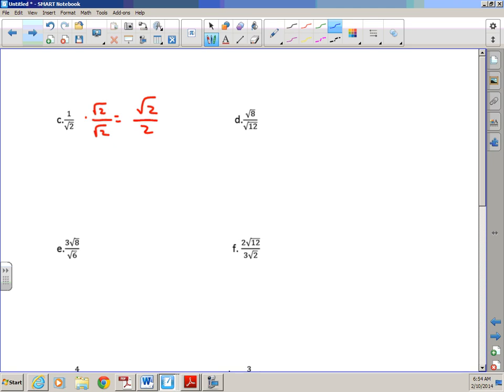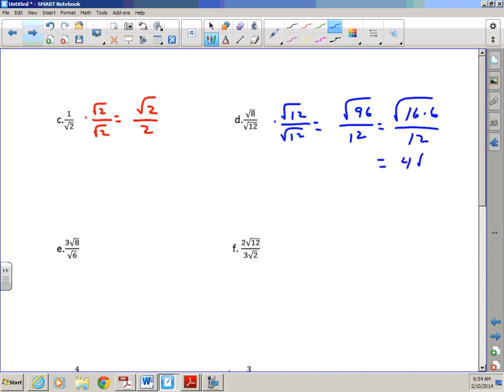Now, for D, we can do one of two things here. We can simplify these first, or we could just multiply by the denominator. The numbers aren't that large, so multiplying by the denominator right away is not too big of a deal. We get radical 96 over 12. Radical 96 is 16 times 6 over 12, which is 4 radical 6 over 12, which is radical 6 over 3.